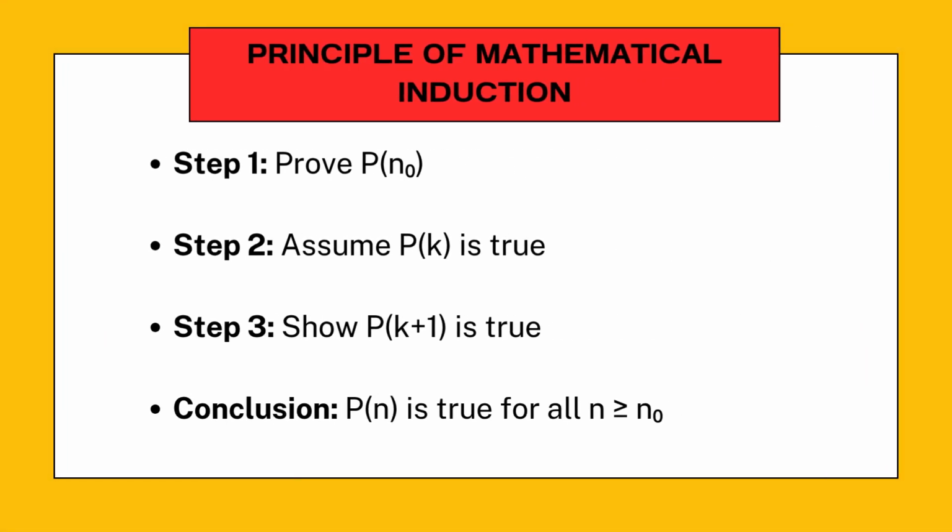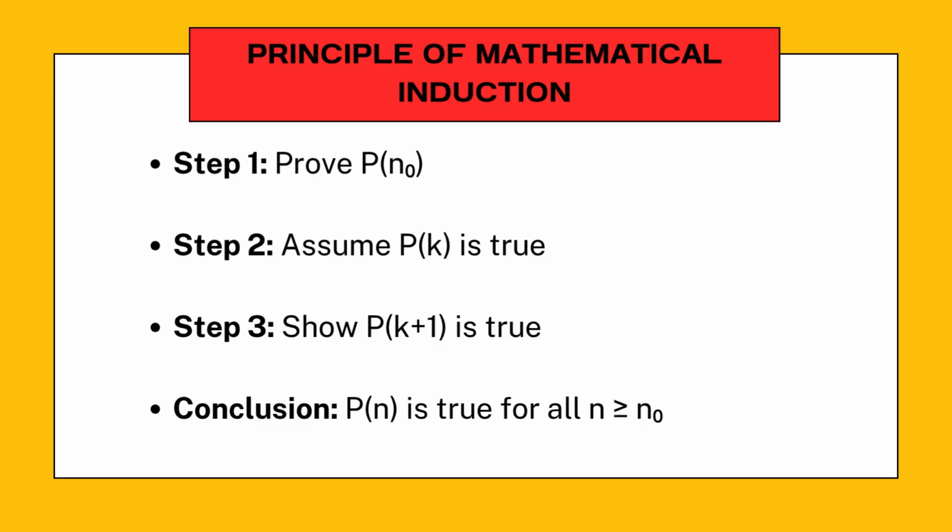Alright, here is the formal principle of mathematical induction. There are three steps involved in writing a complete proof. For the first step, we must prove P of n naught. In other words, show the statement is true for the starting value, which we call n naught. Second step, assume that P of k is true. This is our induction hypothesis, where we accept this as given for the purpose of the proof.